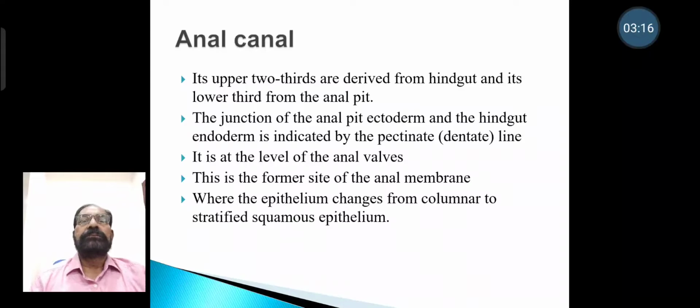Anal canal. Its upper 2/3 are derived from hindgut and its lower 1/3 from the anal pit. The junction of anal pit ectoderm and the hindgut endoderm is indicated by a line, that is pectinate line, also called dentate line. It is at the level of anal valves. This is the former site of the anal membrane, where the epithelium changes from columnar to stratified squamous epithelium.